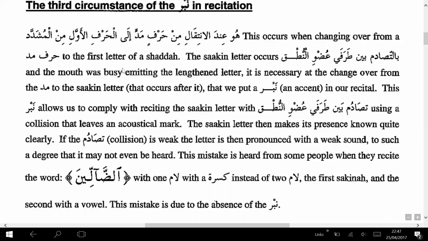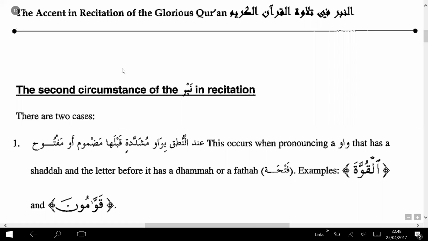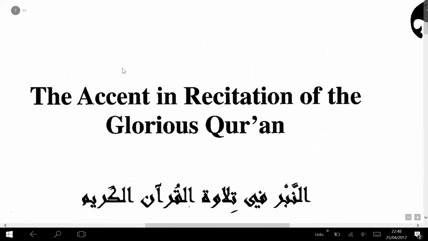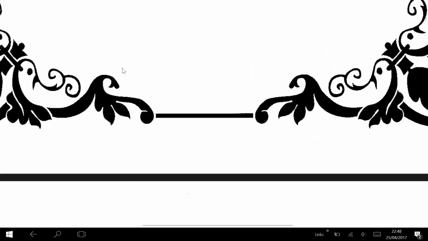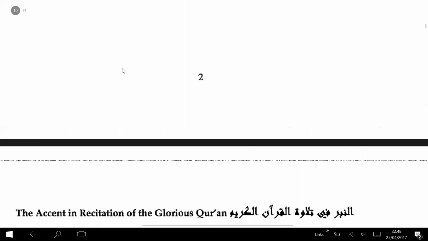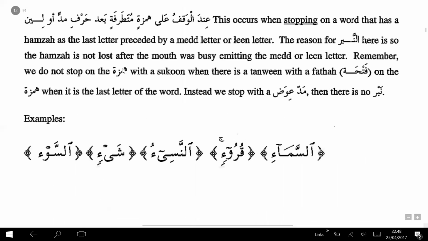In the previous class, we completed chapter 1 from Tajweed Rules of the Quran, book 2. Chapter 1 was An-Nabr fi Tilawati al-Quran al-Kareem. We saw that there were 5 cases when we have to do Nabr. Initially, if you don't remember, just keep on reading and writing it. It will take time to remember, no problem.